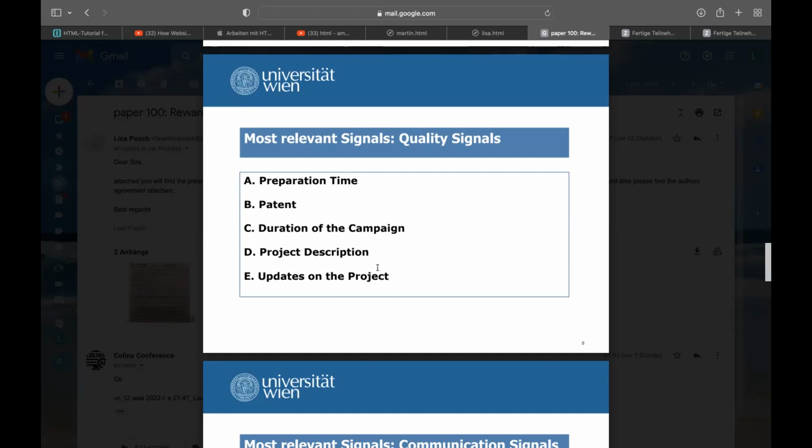Patents are recognizable. It shows that the company is able to create additional knowledge that helps to create added value.